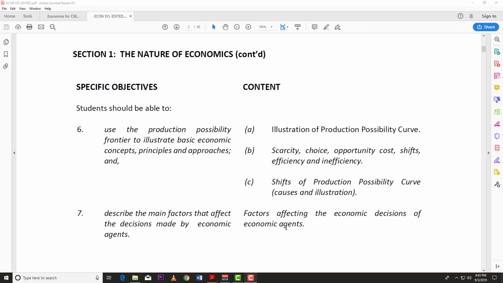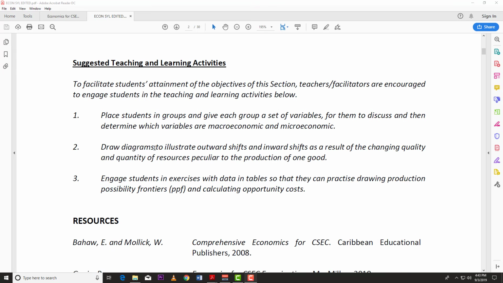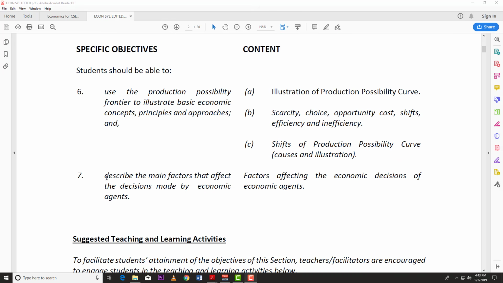Today we're going to pick up where we left off. Last time we were looking at objective number 6 in section 1, the nature of economics for CSEC economics. So now we're going to roll right into the last objective of this section, objective number 7. Describe the main factors that affect the decisions made by economic agents.